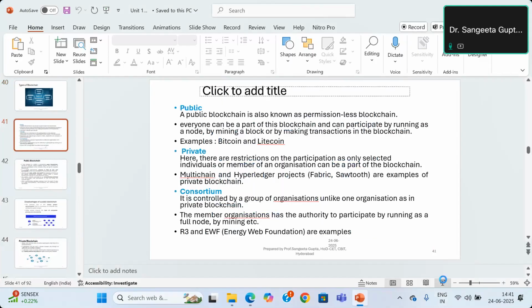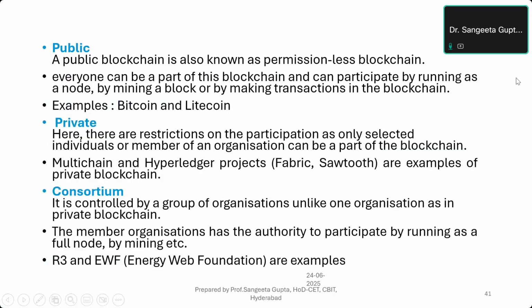A public blockchain is also known as a permissionless blockchain. That means anyone can join this blockchain network without any prior permission, without any prior approval, and even without revealing their identity. Examples of public blockchain are Bitcoin and Litecoin.